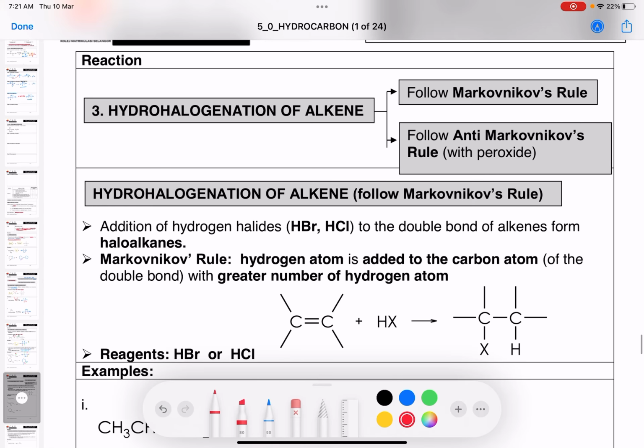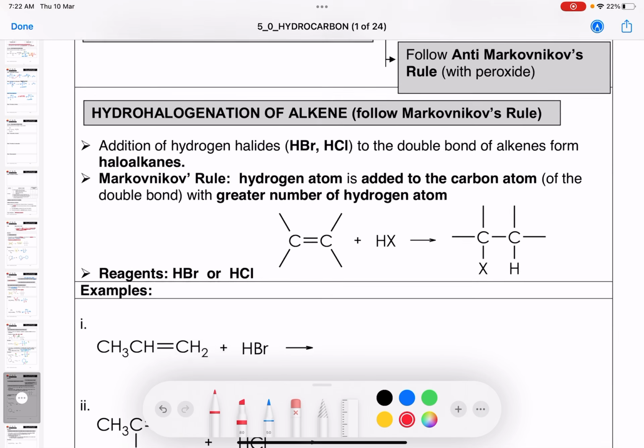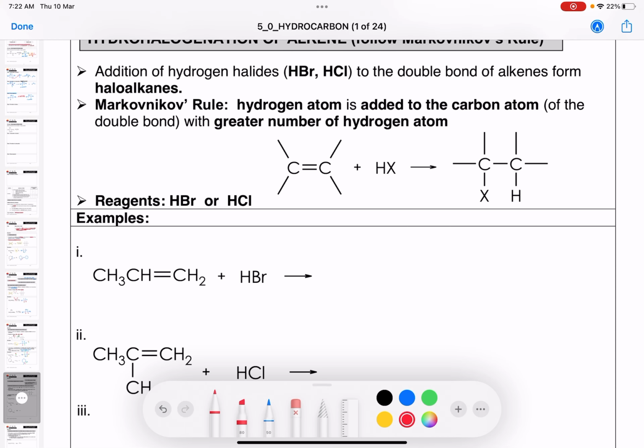Now we proceed with the third one, hydrohalogenation of alkene. Basically, hydro refers to hydrogen, and halogen refers to halogen. So hydrohalogenation means the process of adding hydrogen and halogen to the alkene. This process will follow the Markovnikov rule and anti-Markovnikov rule. I will explain the Markovnikov rule first. Now, I will just directly go to the example.